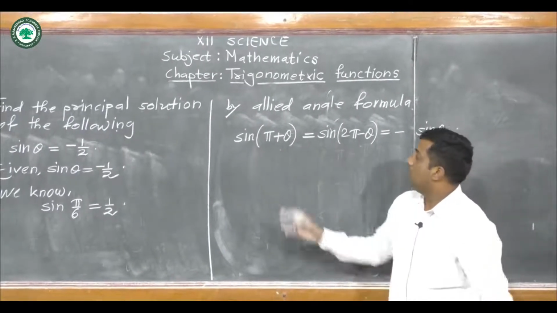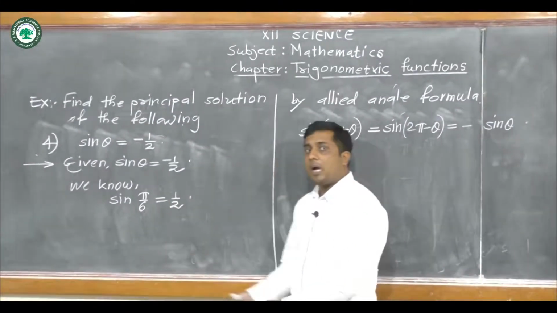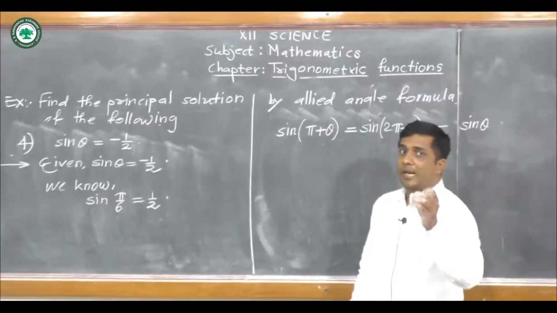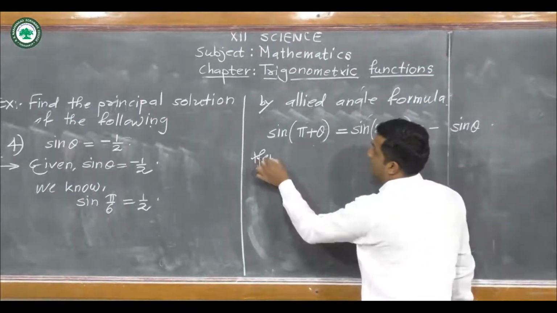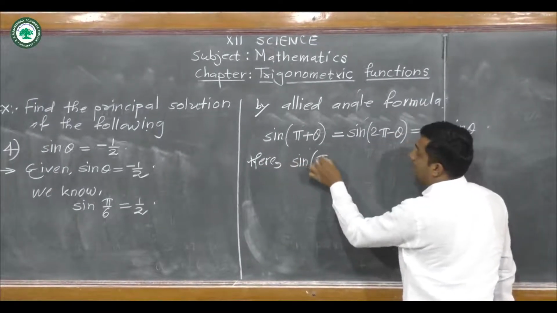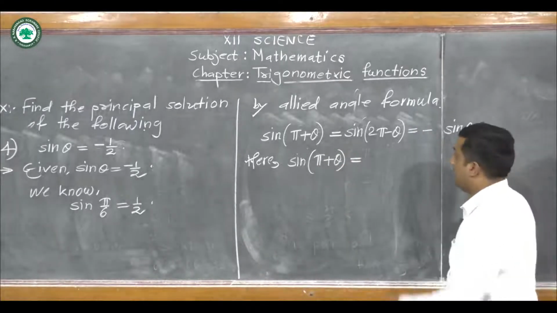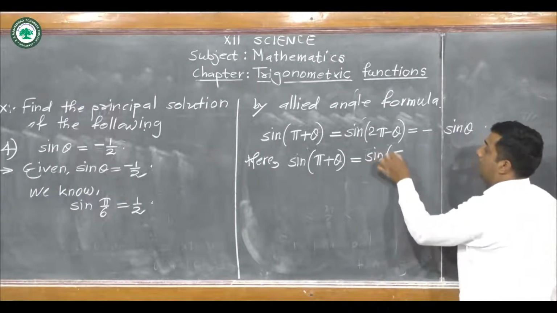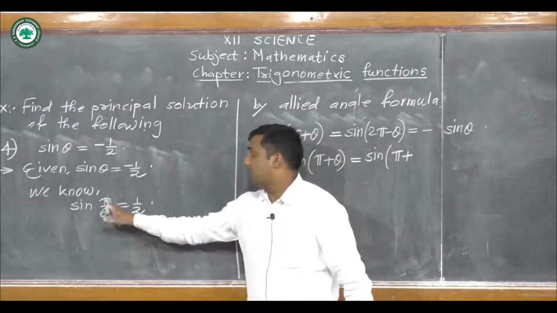Okay, now we know here theta is pi by 6. We replace our theta by using pi by 6 to get the principal solution. So here we consider first form, we consider only sine of pi plus theta is equal to, here sine of pi plus, now we replace theta by using this pi by 6.